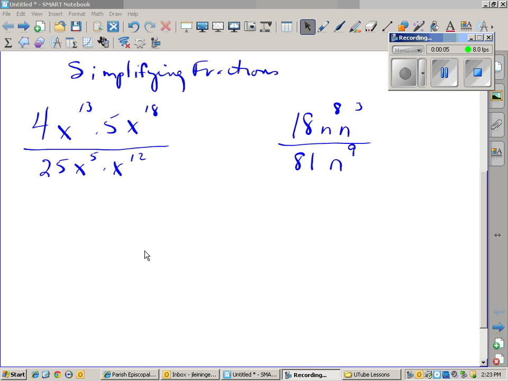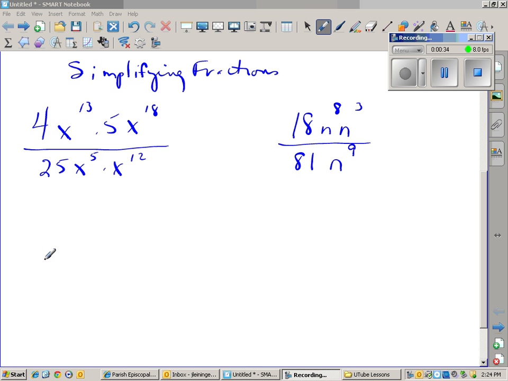Students, in this mini review of a topic in Chapter 4, we're going to do a couple problems where we have to simplify the fractions. So we are going to use a number of the topics in Chapter 4. We're going to use our product of powers property, quotient of exponent property, and we're also going to look at simplifying numeric pieces of fractions as well. So let's get started on these two examples.